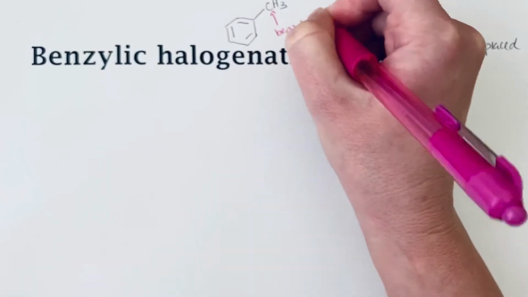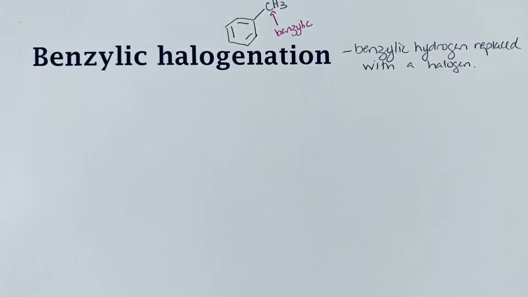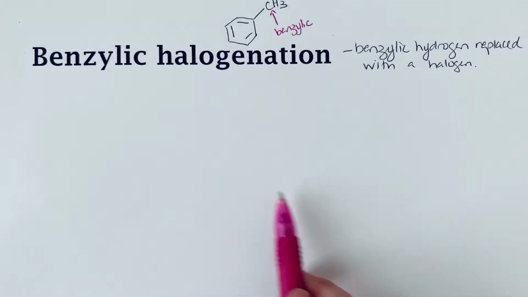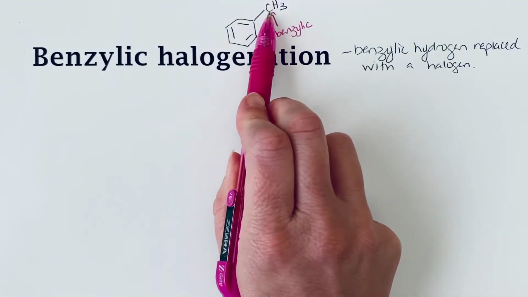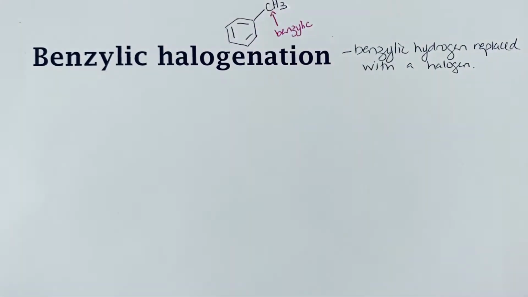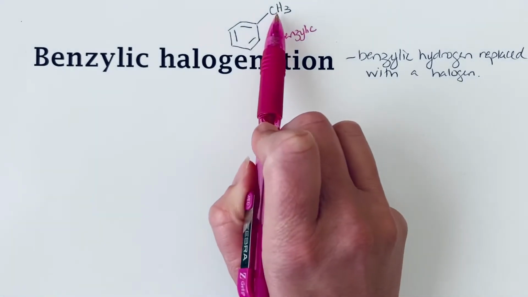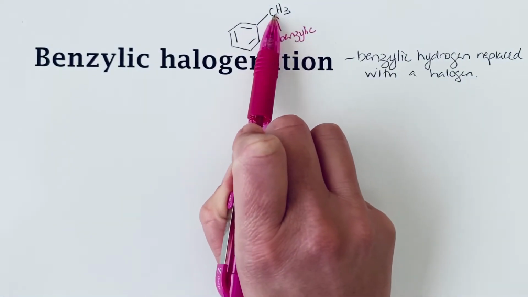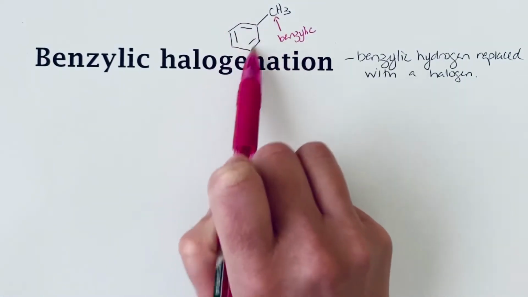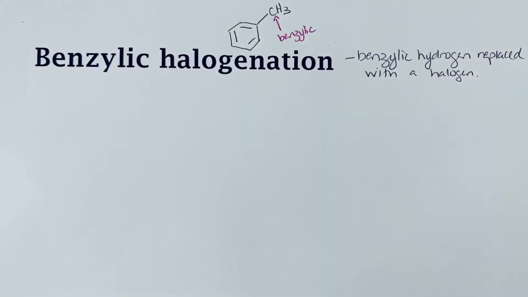What makes it more reactive than other sp3 hybridized carbon atoms is that the reactive intermediates that you form here, so something like a radical, as we will use in this reaction, or a carbocation, as you will see in other reactions, either radicals or carbocations that form at the benzylic carbon are resonance stabilized by the ring, which helps to make them more reactive.